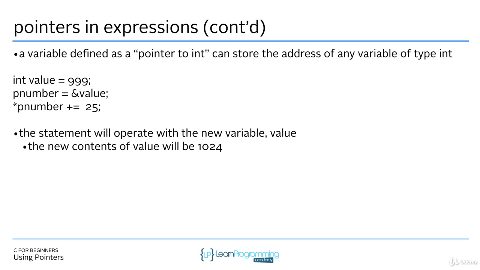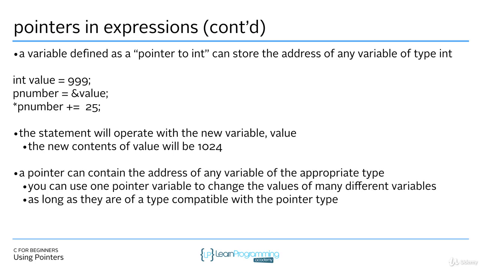So just remember that. This is the concept of changing a variable in one spot, the pointer, and you're changing it in multiple variables. A pointer can contain the address of any variable of the appropriate type. So you can use one pointer variable to change the values of many different variables if they're ints, or doubles, or floats, as long as they are of the type compatible with the pointer type. You can change that value.